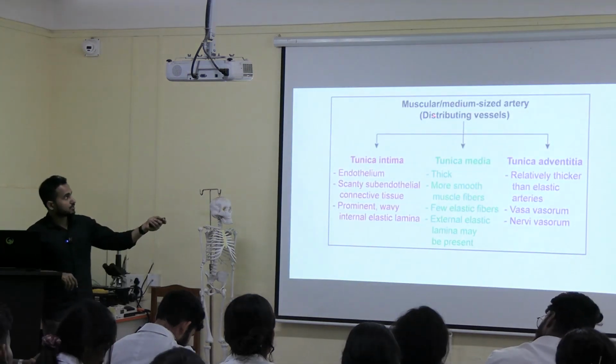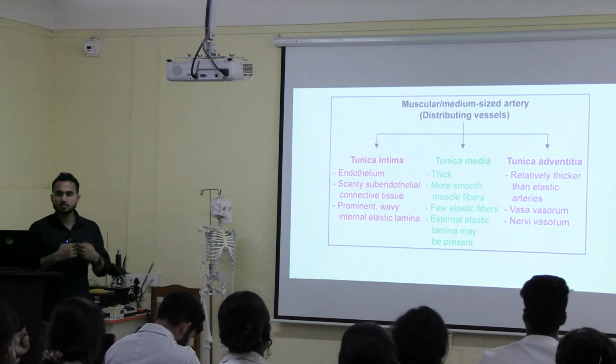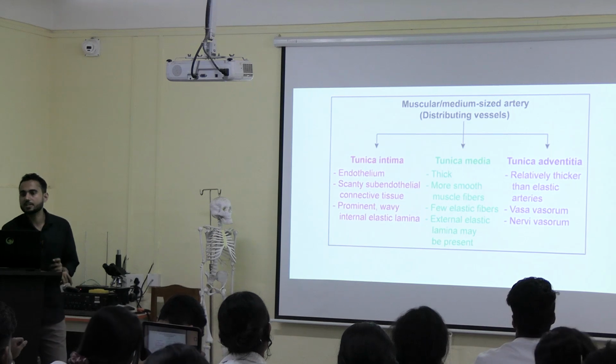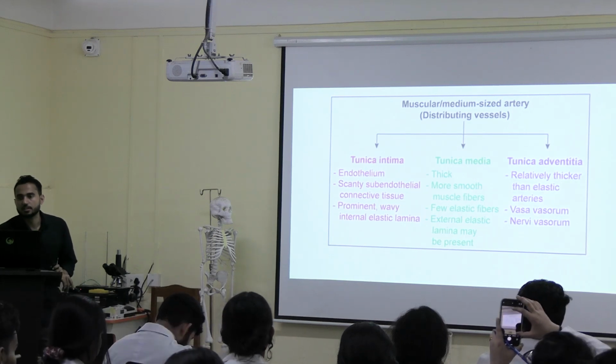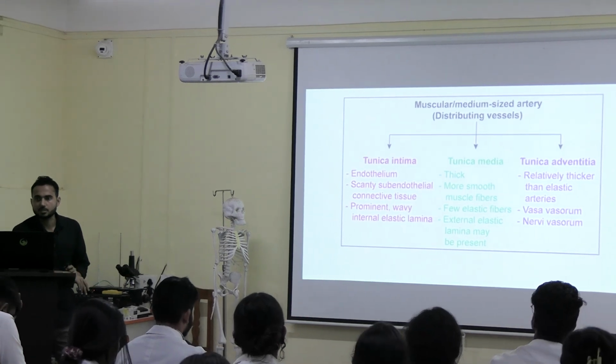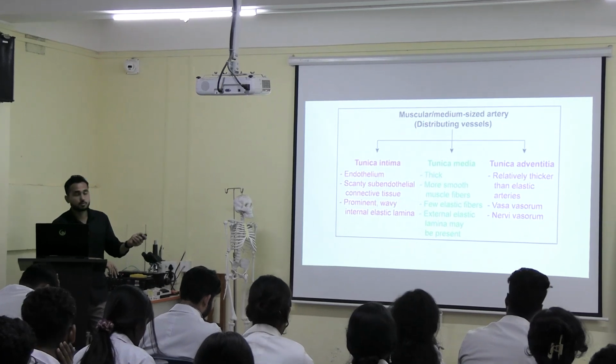Next is the muscular artery, also called the distributing vessel, which distributes blood to the various organs or tissues of the body. Okay, the best example is the femoral artery. You have studied about the femoral artery, that's why I am giving that example. Femoral artery is an example of a distributing blood vessel.